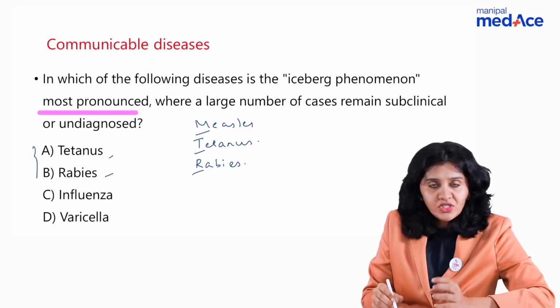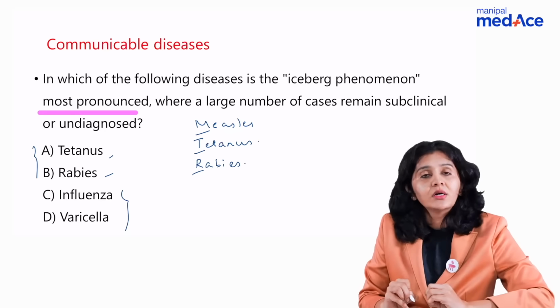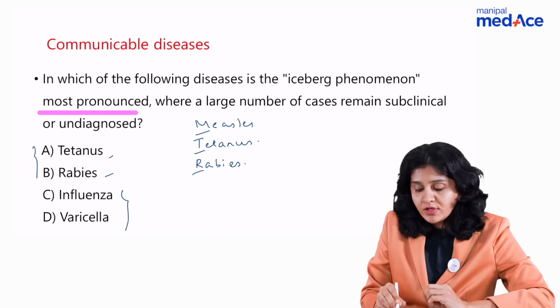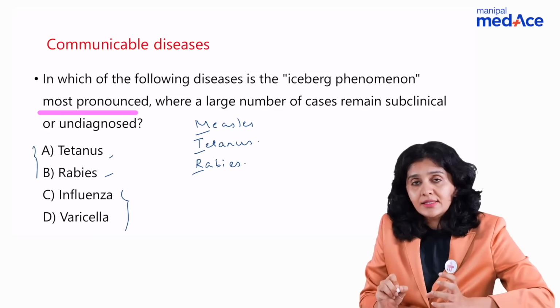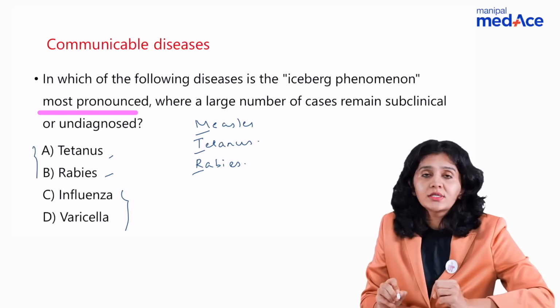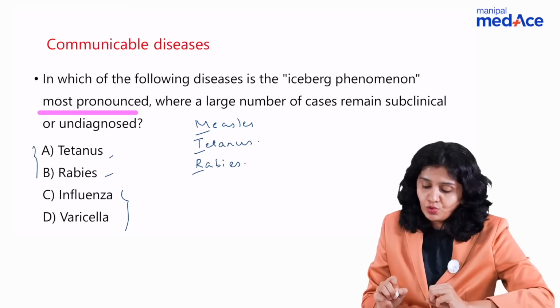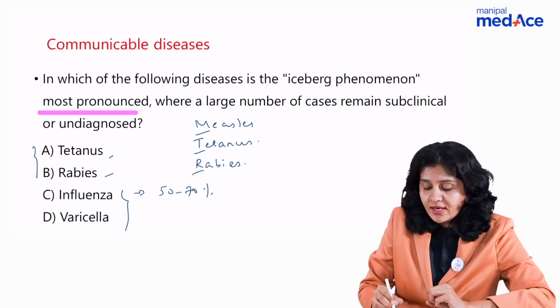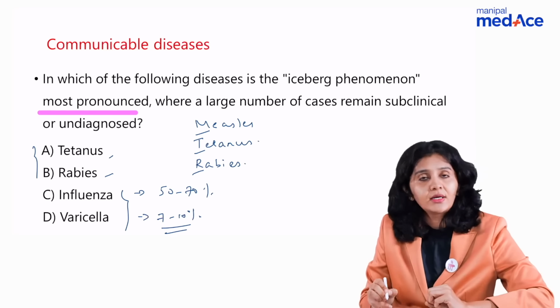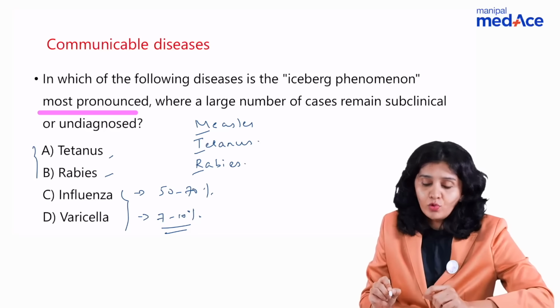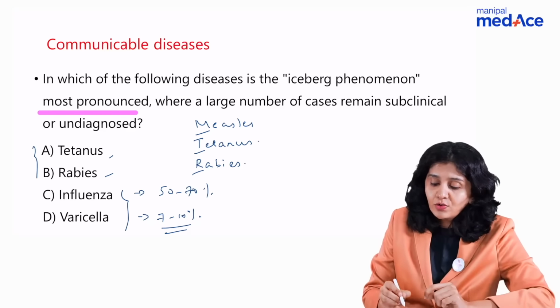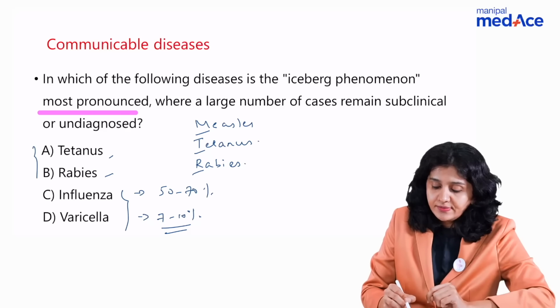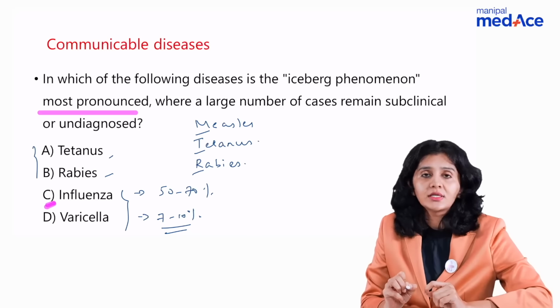So the options which are confusing are influenza and varicella or chickenpox. What is the proportion of subclinical cases in influenza, and in varicella? That is what we need to know to answer this question. Influenza can be around 50 to 70%, whereas varicella is around 7 to 10%. So what is the correct answer? Influenza. In influenza, you see a lot of subclinical cases. So the correct answer is influenza.